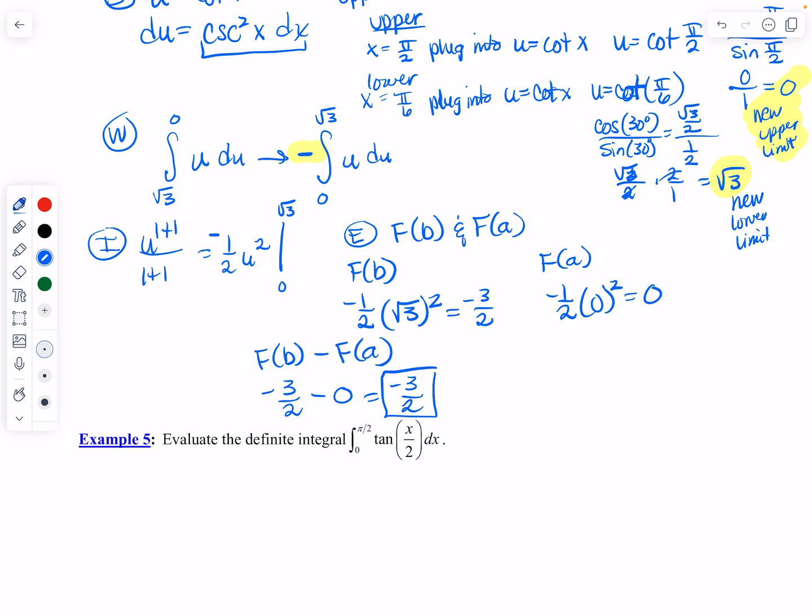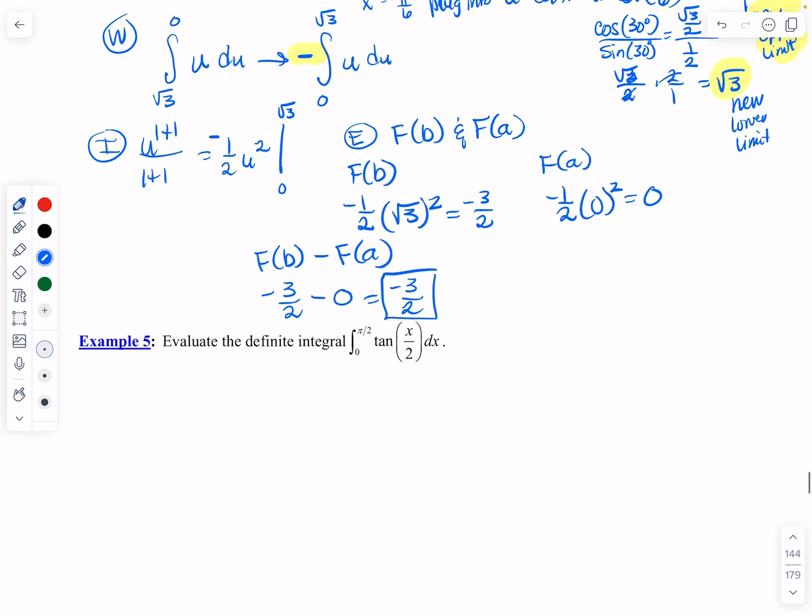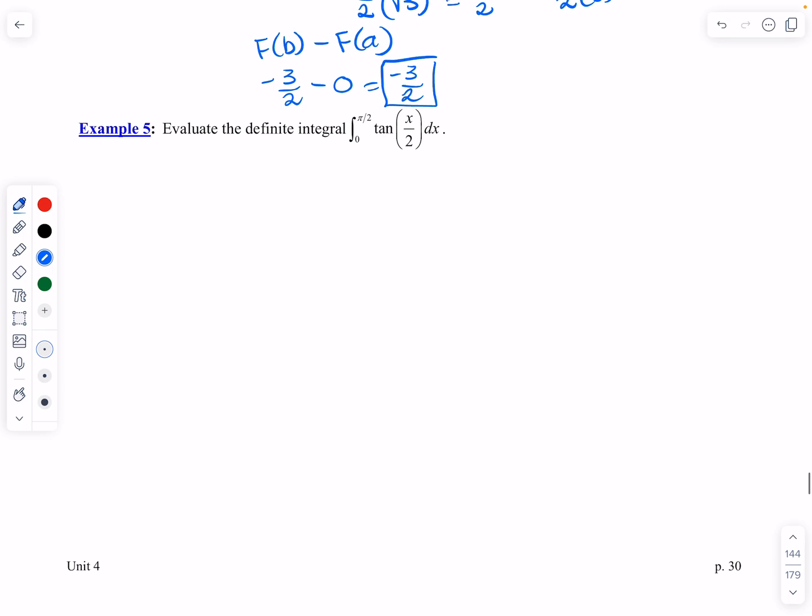Okay, moving on. Last one, example number 5. Evaluate the definite integral from 0 to pi over 2 of tangent of x over 2. All right, so the complicated thing about this is what's inside the parentheses. Because I can take the integration of 0 to pi over 2 of tangent x, but what's causing trouble is I have 1/2 x inside the parentheses. So dx is my leftover.